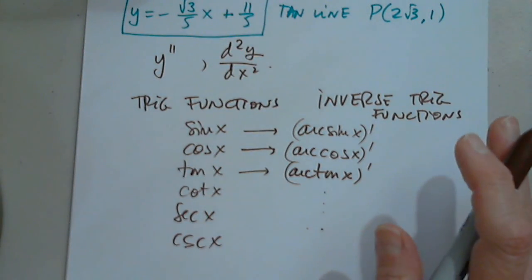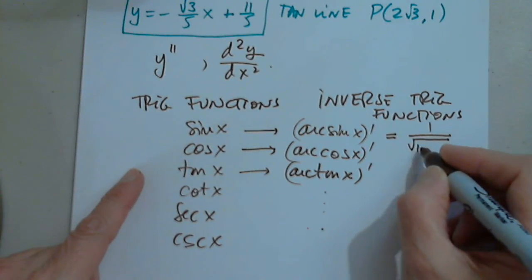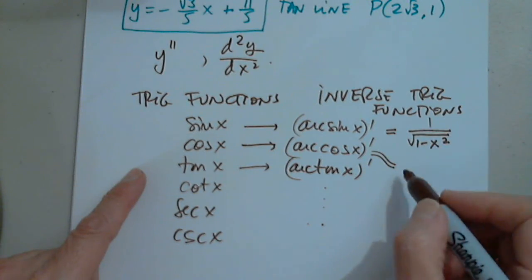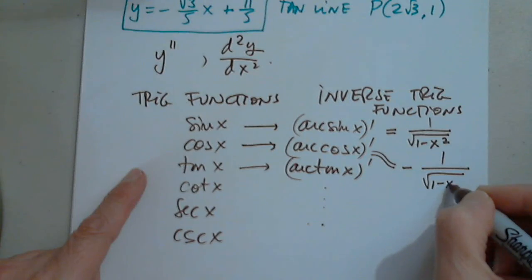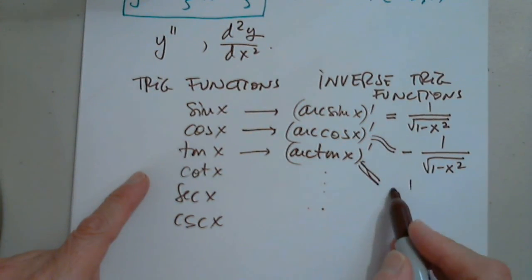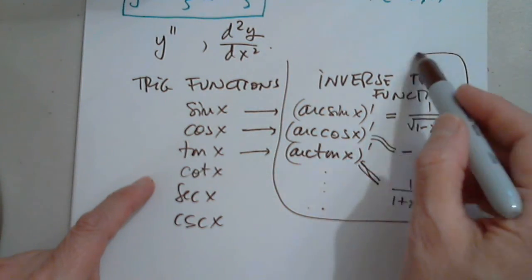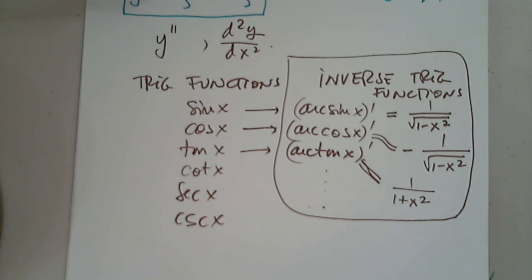But these have to be remembered forever. This one is 1 over the square root of 1 minus x squared. This one, because I don't have enough room there, is the same, but with minus in front. And this one is the nicest, is 1 over 1 plus x squared. These have to be carved in stone like many other formulas. Because if we need to look these up, then we haven't learned much. So these have to be memorized.